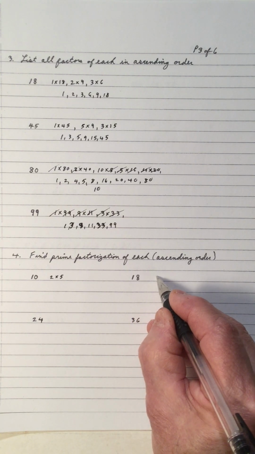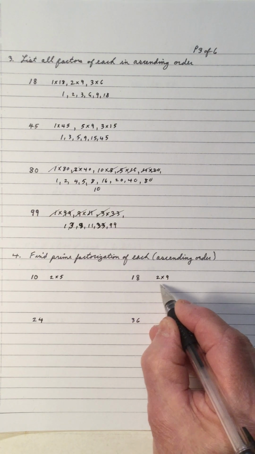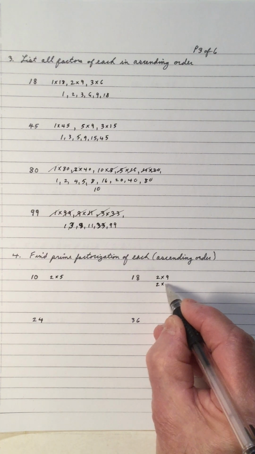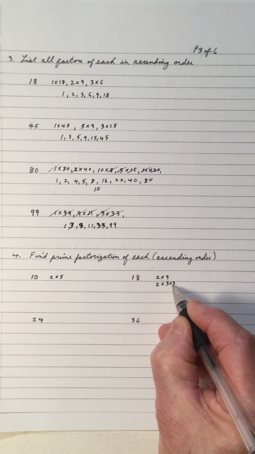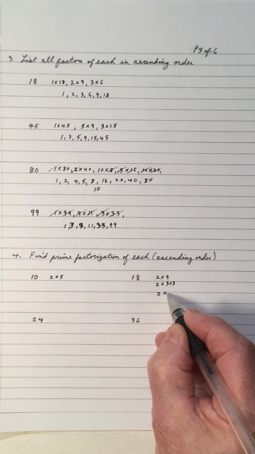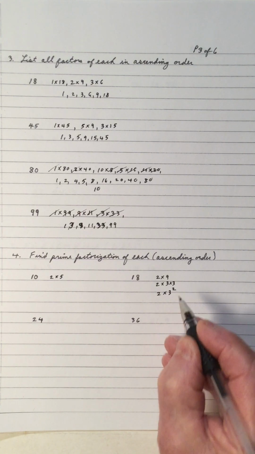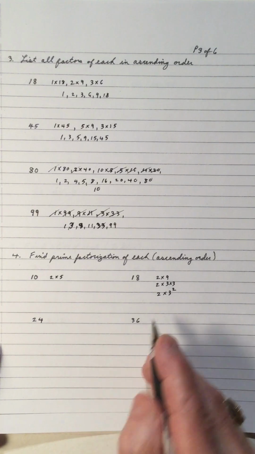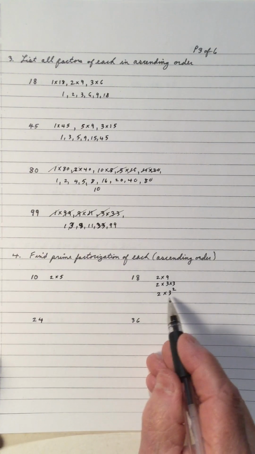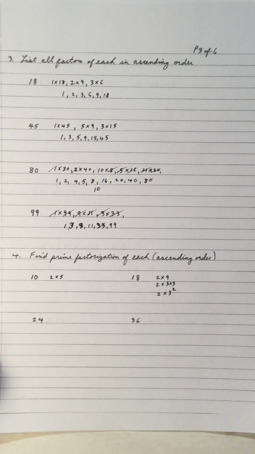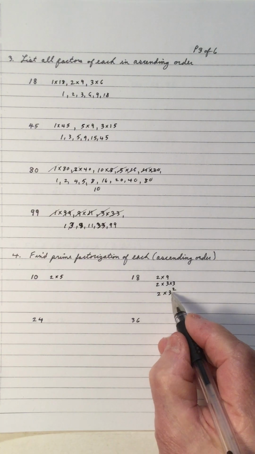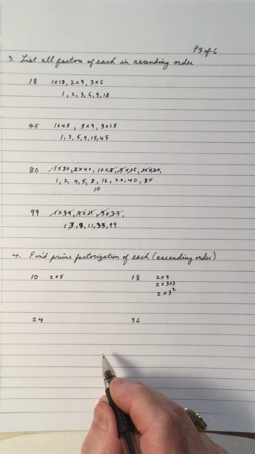You can do this. You can go 2 times 9. And then you're going to make your 9 3 times 3. So that's 2 times 3 squared. So it's in ascending order. It's a 2 and a 3, but there's a power of 9 as a power, 3 as a power of 2 to make the 9.